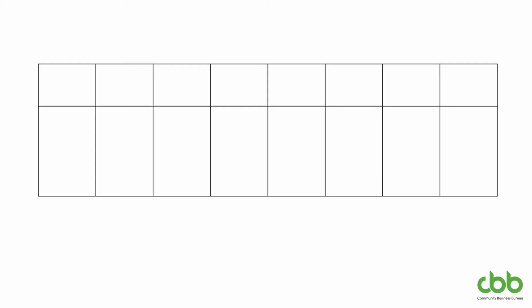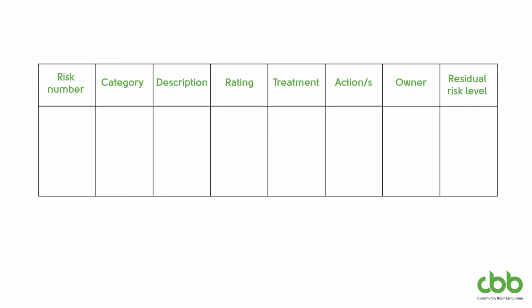CBB would recommend that you have a template to use and make sure it covers a number of different column headings such as your risk number, the category, risk description, your initial risk ratings, which is the likelihood, consequence and risk level, your risk treatment and mitigation actions, the risk owner and residual risk level. By assessing the risks into different levels such as extreme, high, moderate and low, it provides a logical basis for you to prioritise which risks deserve more resources and actions being applied to mitigate them.